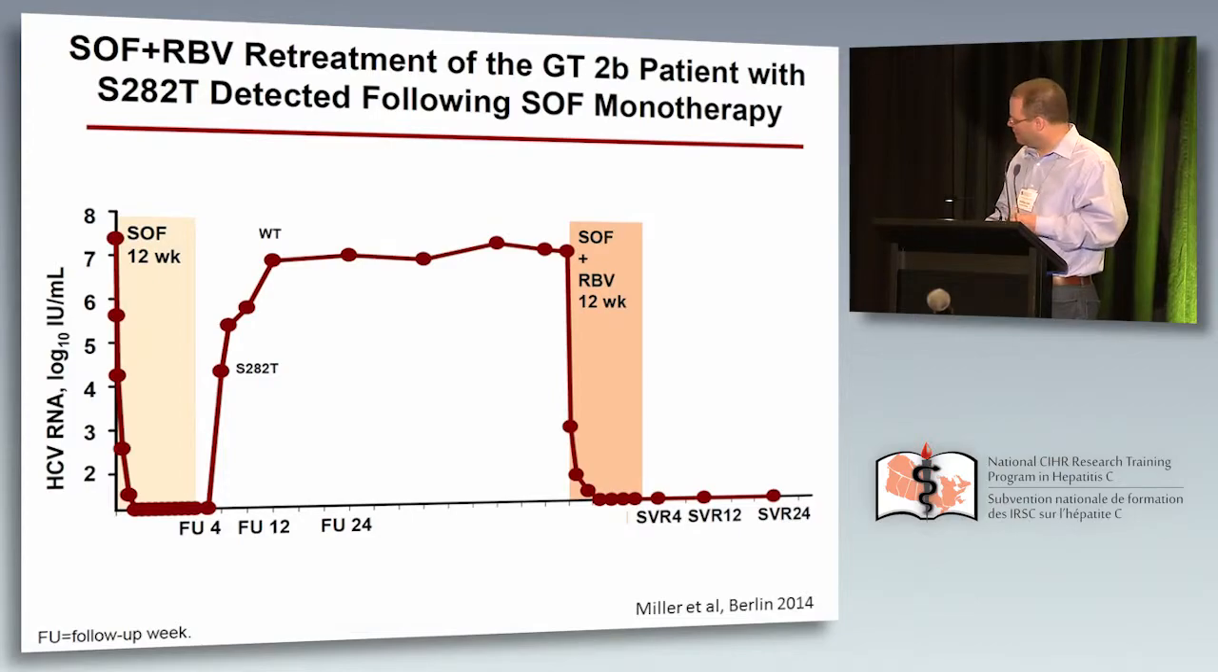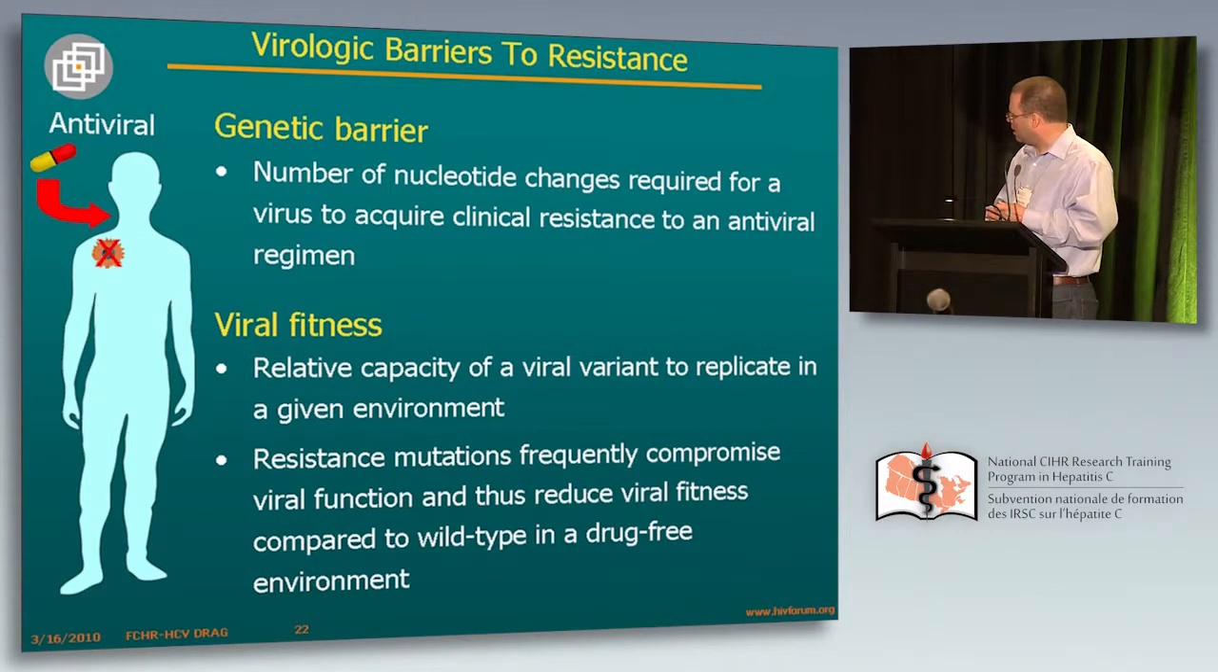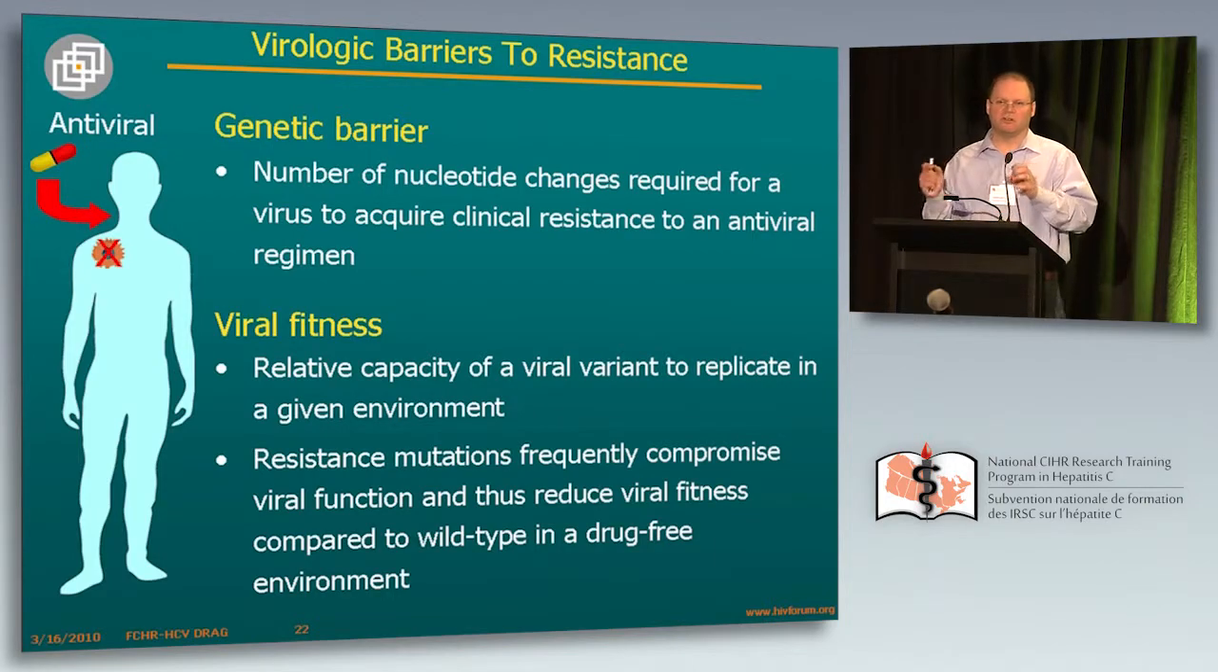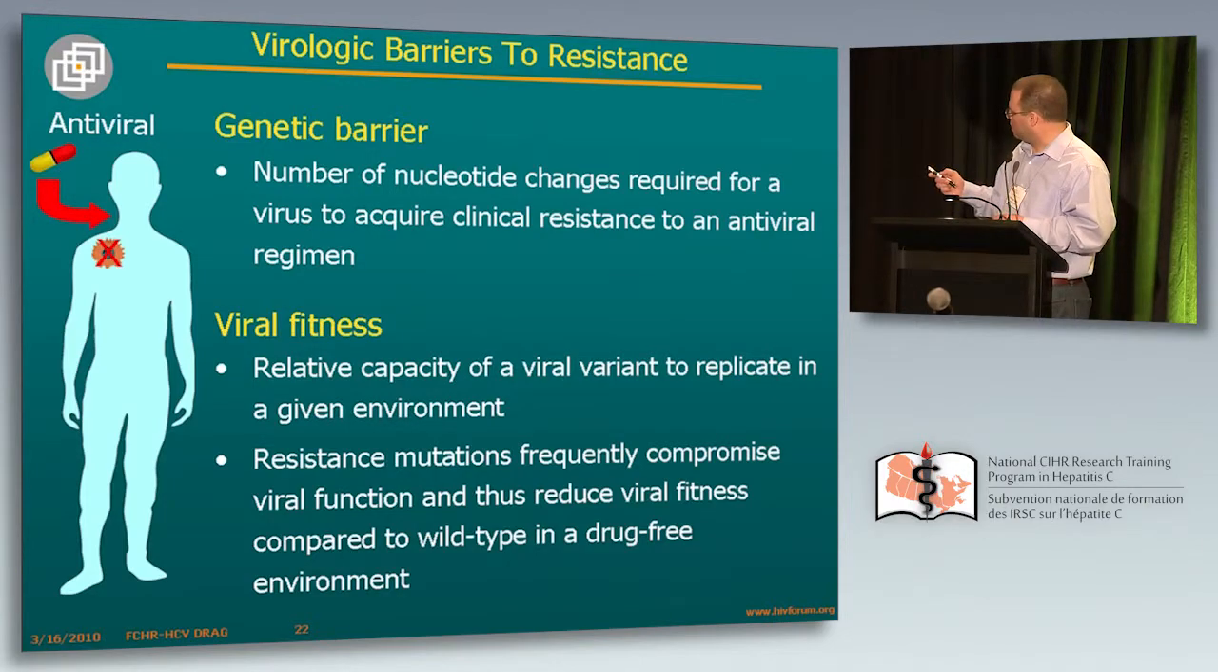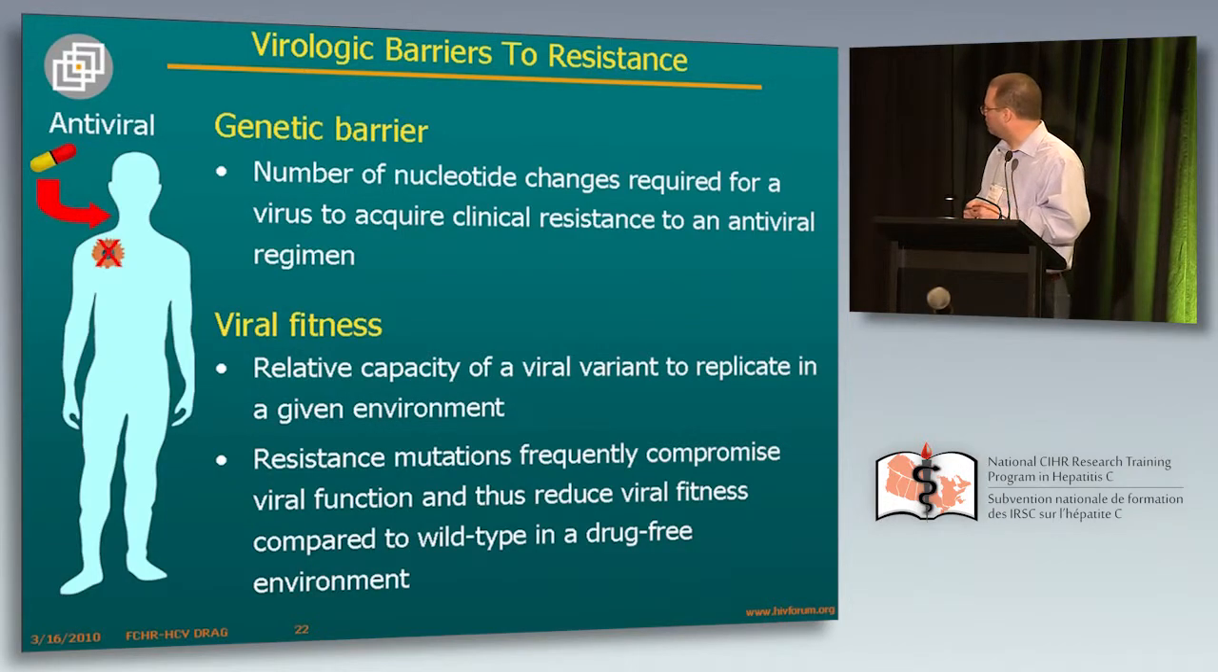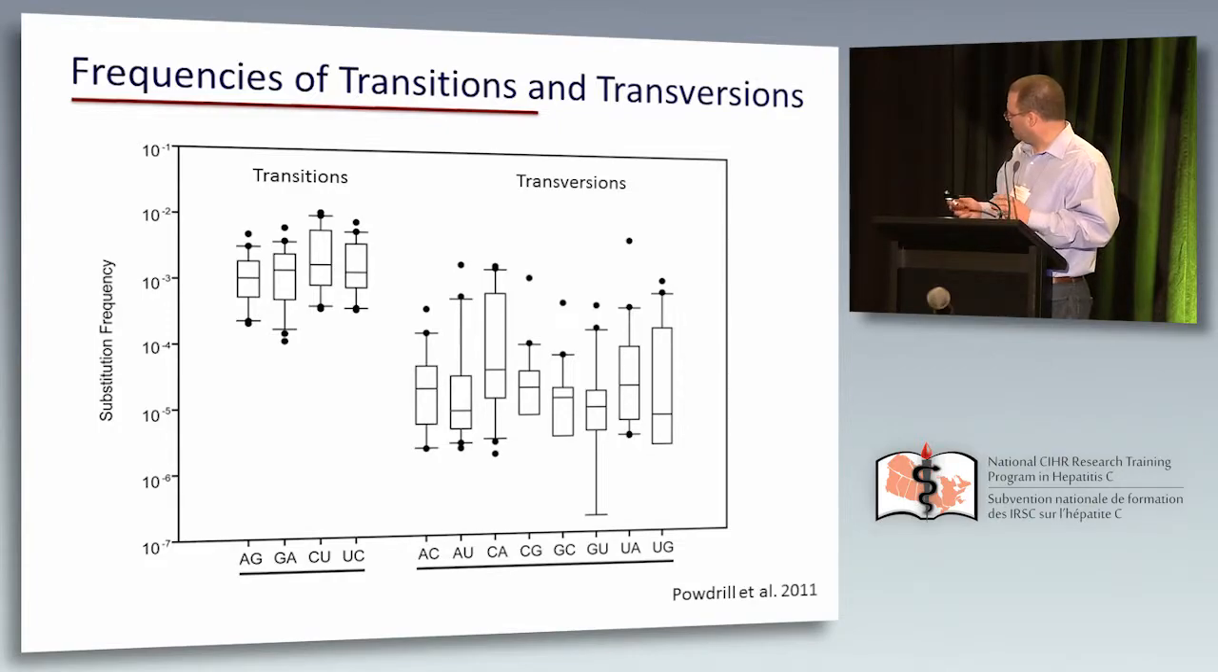But fitness, we thought, may not be the only reason that really determines whether a mutation shows up or not. There are two parameters: the genetic barrier, so defined here as the number of nucleotide changes, also the nature of nucleotide changes, may play an important role, and I come to this in a minute. Viral fitness, I already alluded to this. This is a parameter that is, of course, extremely important, and it is often mentioned in this regard.